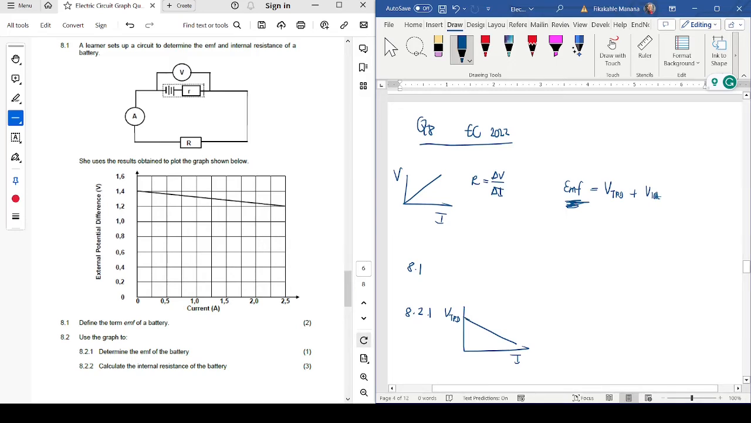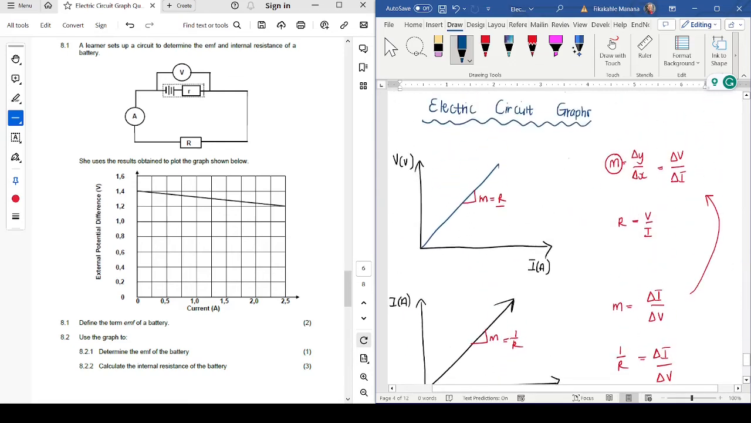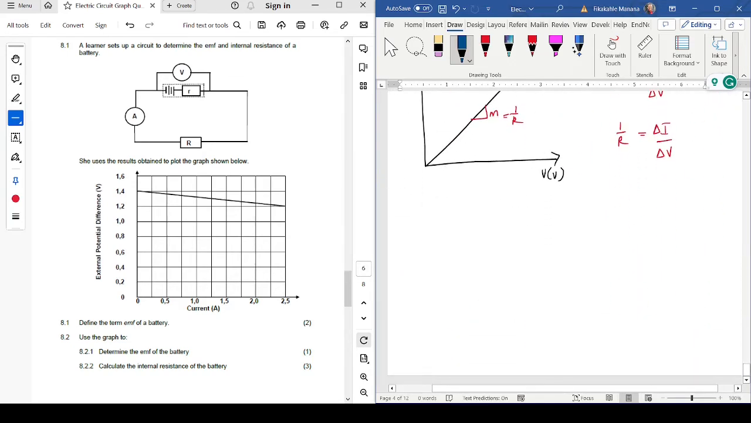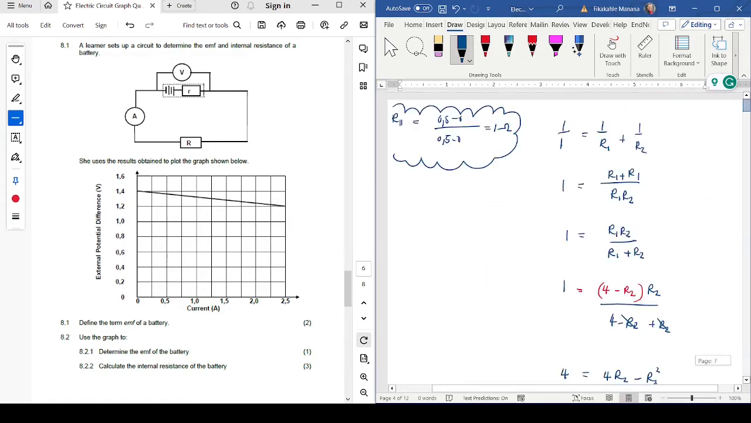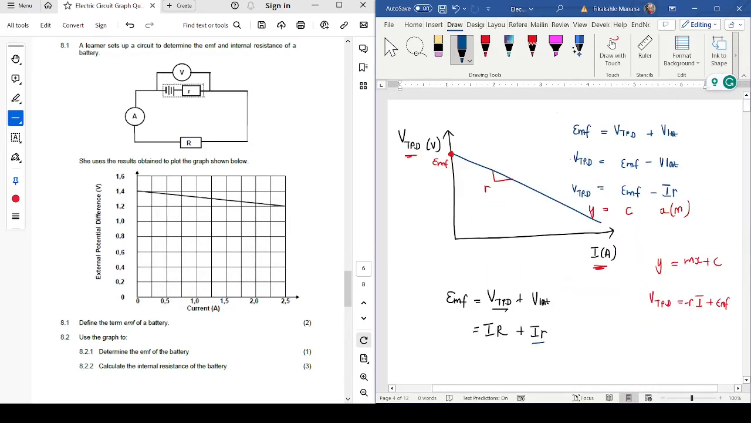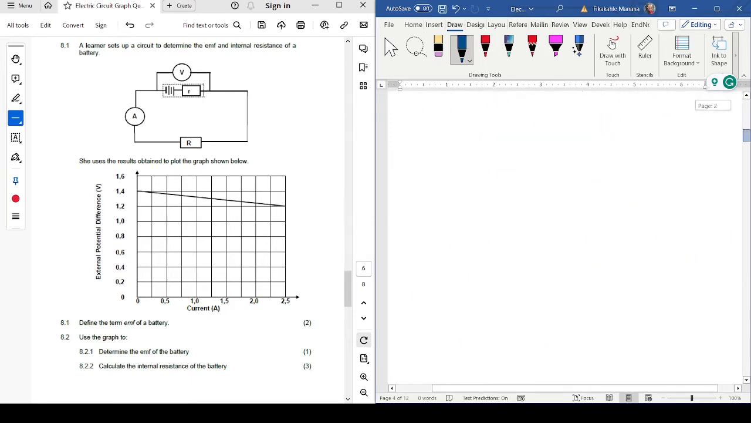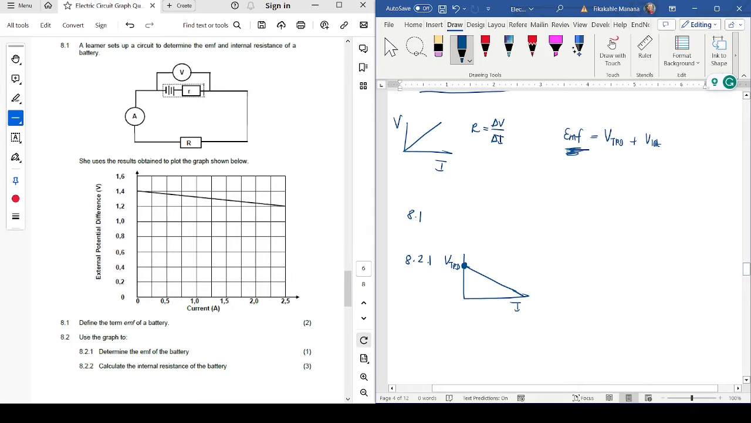I hope you remembered that actually the y-intercept. Okay, let's just go back to those graphs. We have terminal potential difference versus current, and your y-intercept is actually the EMF. Okay, so yes, this is where we are.